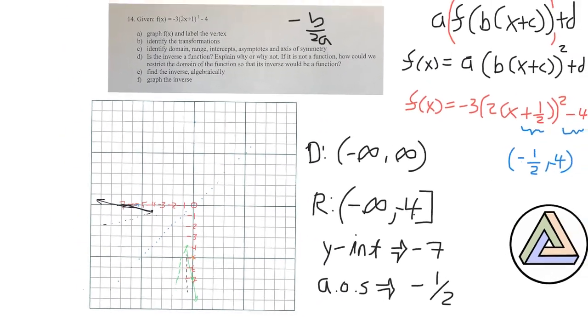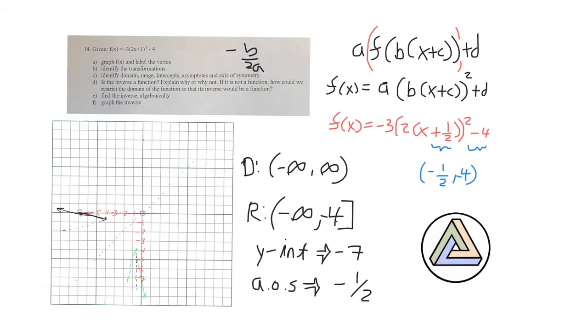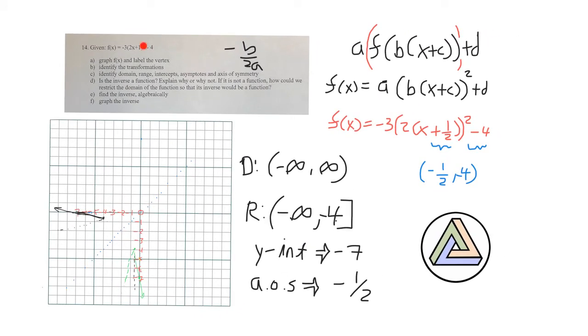So my thought is if we just got rid of everything to the left of this vertex, then the inverse would be a function. So what was the original function? Here was the original function, right here, -3, blah, blah, blah. What was the vertex? -1/2, comma, -4. So what we could say, in my opinion, is all x being greater than or equal to 1/2.